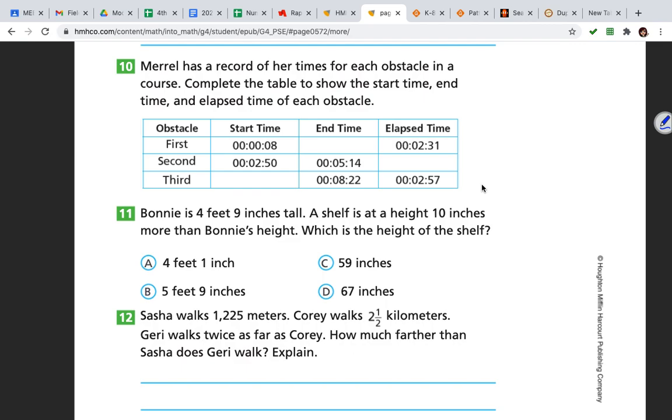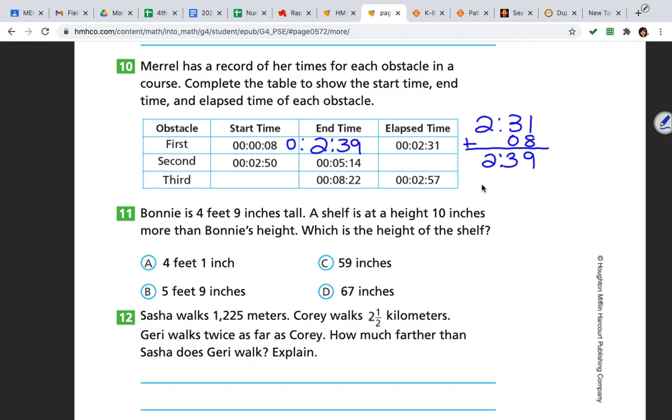What we're going to want to do is add here. 2:31 plus the 8 seconds. 1 plus 8 is 9. 3. So she must have ended at 2:39. So I guess that's a 0. 0 to 2:39.